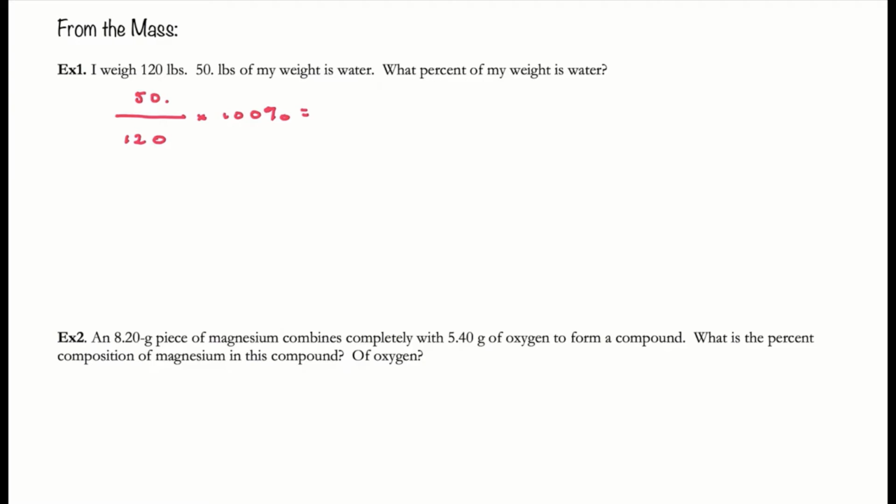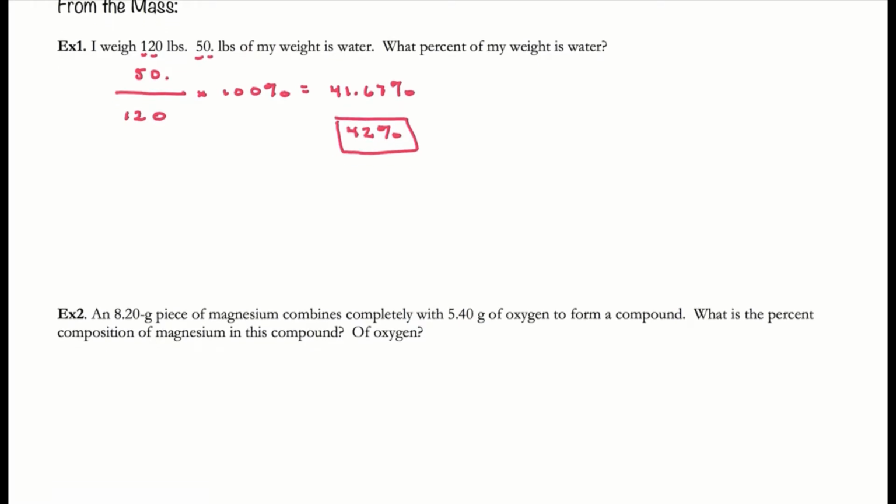When I do that, and keep in mind I want to have 2 sig figs here, I get 41.67%. But I want to have 2 sig figs, so I'm going to round to just 42%. So this is saying what percent of my body is water? 42% of it. I put the weight of water, or of whatever I'm concerned about, on top, and then I put the total on bottom.